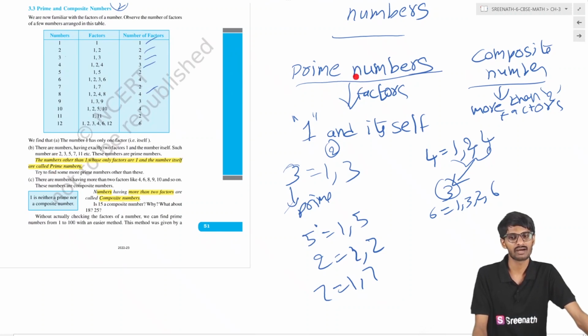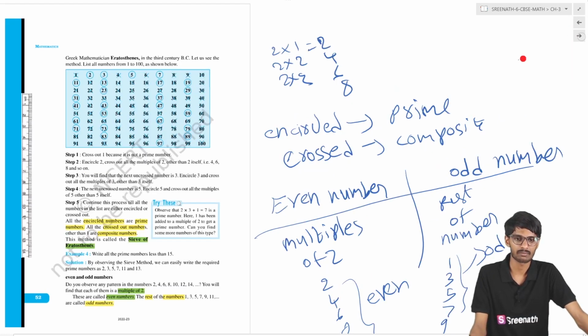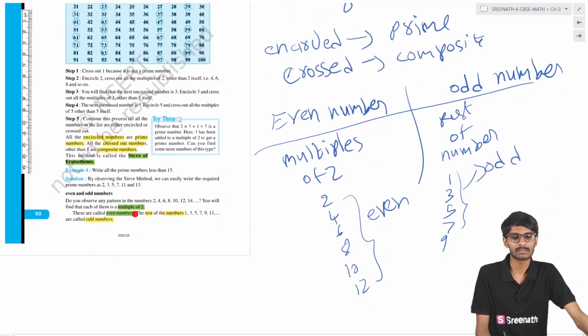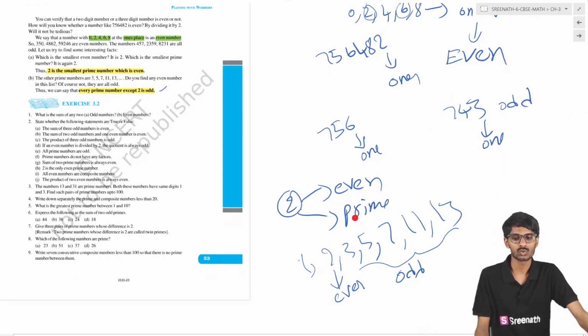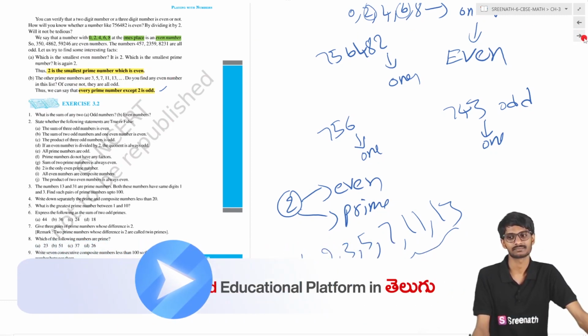Next are prime numbers and composite numbers. If a number has only the factors 1 and itself, we call it a prime number, and if it has more than 2 factors, we call it a composite number. The multiples of 2 are the even numbers; the remaining are the odd numbers. And 2 is an even number and also a prime number. So 2 is the smallest prime number, which is even, and every prime number except 2 is odd.